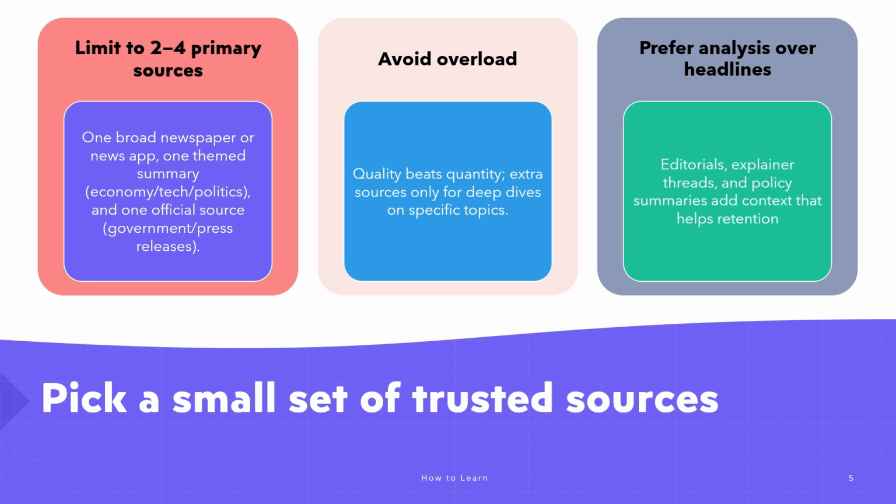1 broad newspaper or news app, 1 themed summary, economy or tech or politics, and 1 official source, government or press releases. Avoid overload. Quality beats quantity, extra sources only for deep dives on specific topics. Prefer analysis over headlines. Editorials, explainer threads, and policy summaries add context that helps retention.